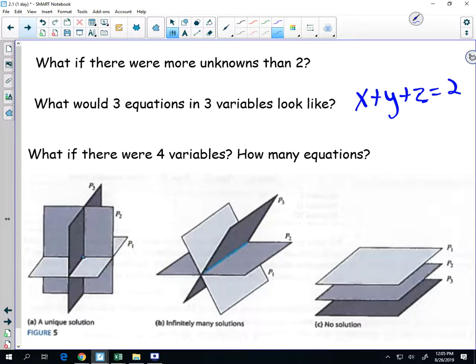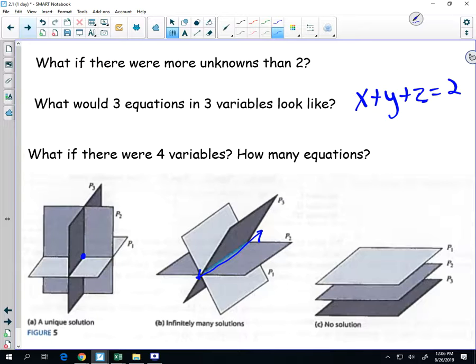So if you have 3 equations in 3 variables, they could all meet in one specific point and have one solution. You also could get infinitely many solutions. If you have 3 planes that intersect in a line, that line keeps going forever, just like the planes keep going forever. And so that's infinitely many. And you could also have no solution, where the planes are all parallel. So you can have the same idea.